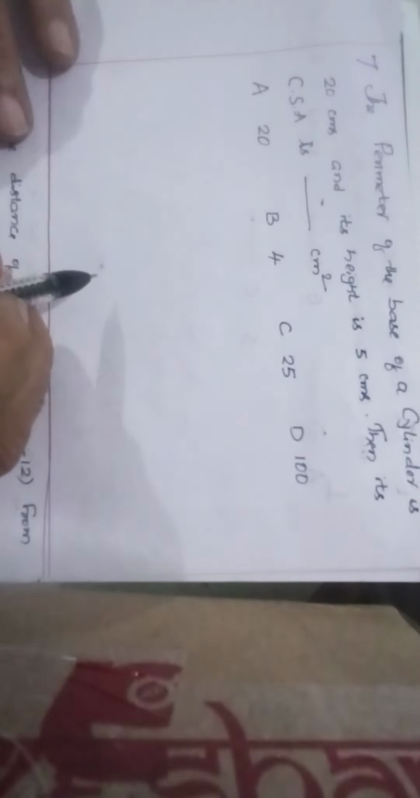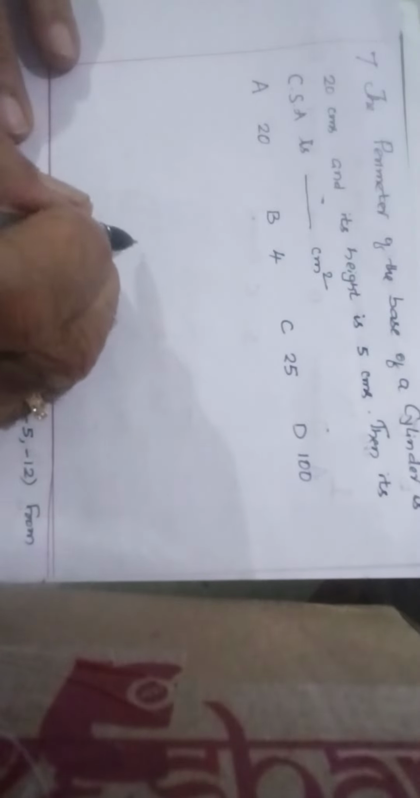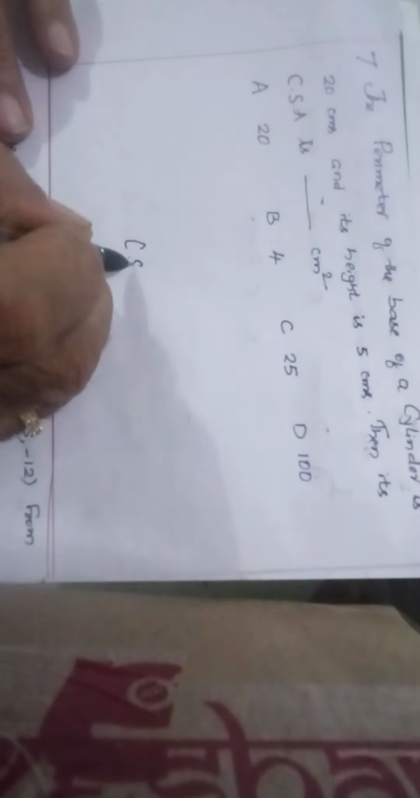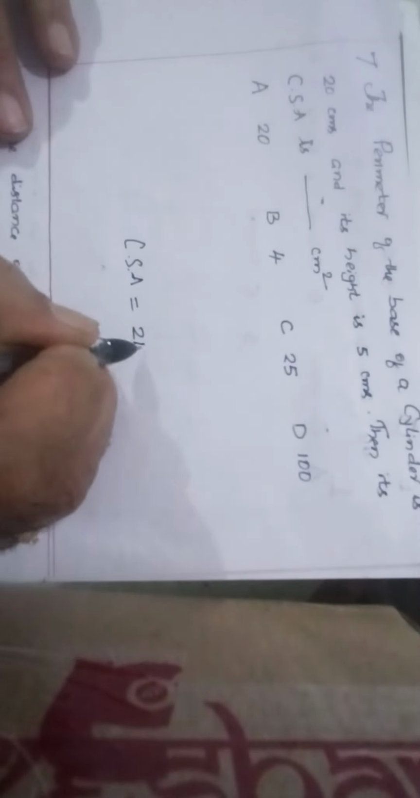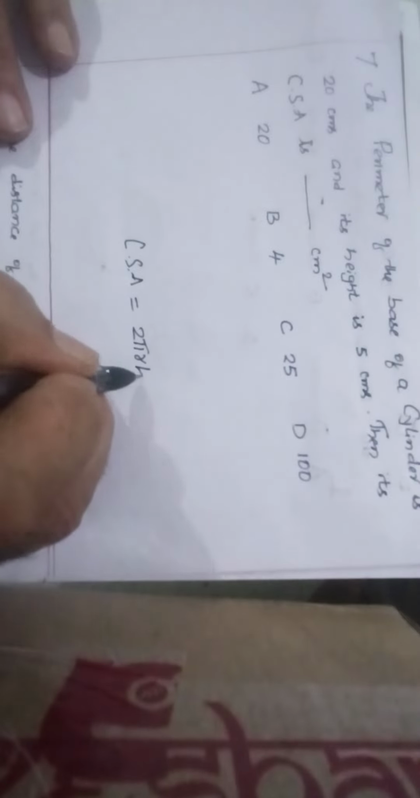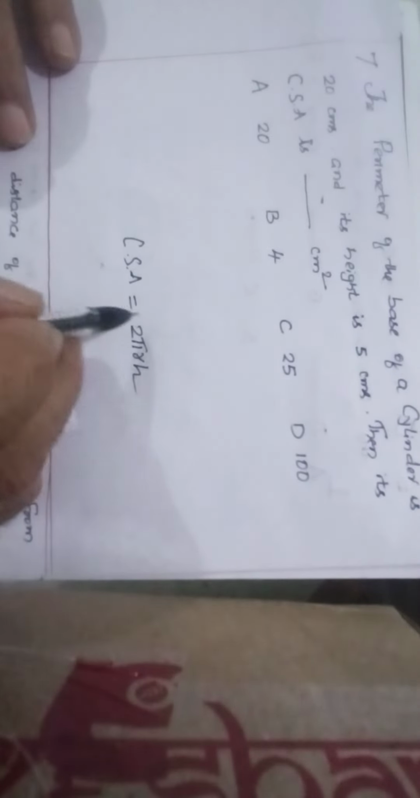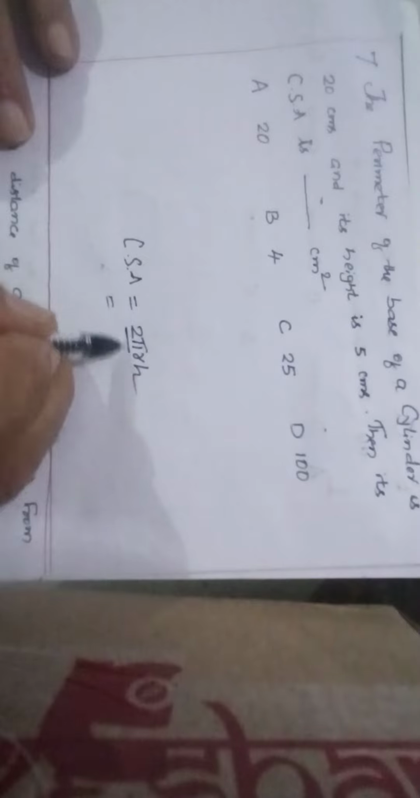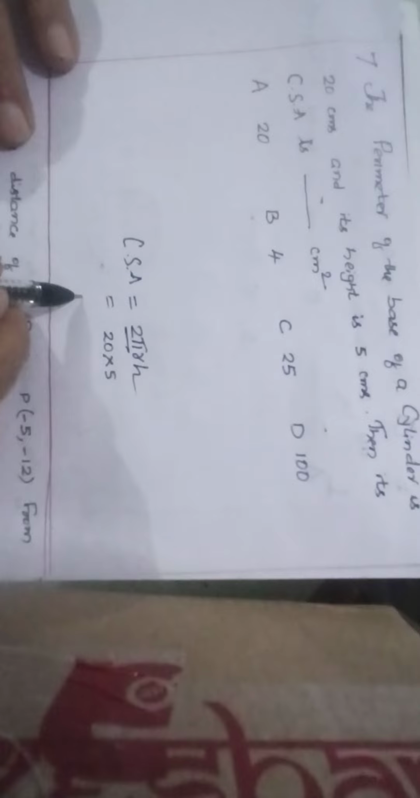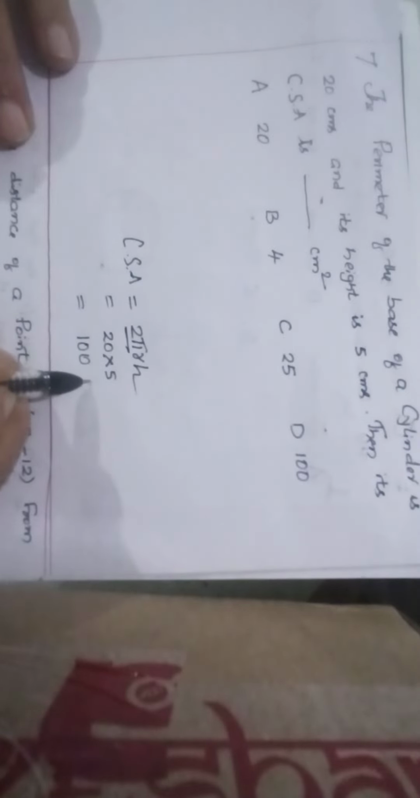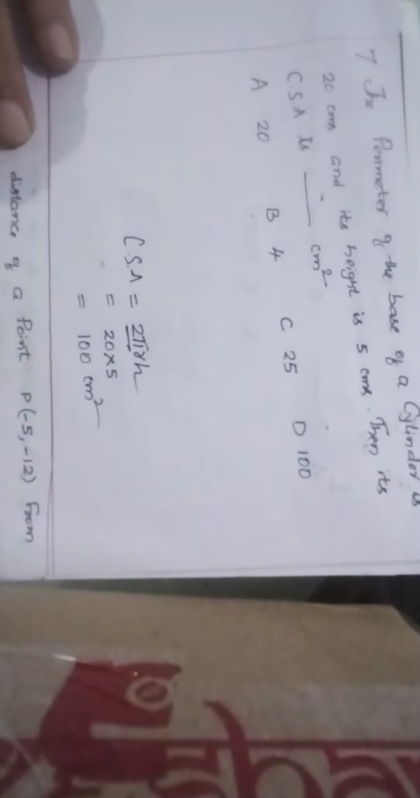Now we have to solve this within a minute. You can find the result. How? You know it. Curved surface area of the cylinder is given by 2 pi r h. 2 pi r means it is the perimeter of the base. Perimeter of the base of the cylinder is given equal to 20 centimeter. This is 20 into height of the cylinder, 5. 20 into 5 gives you 100. The unit is centimeter square.